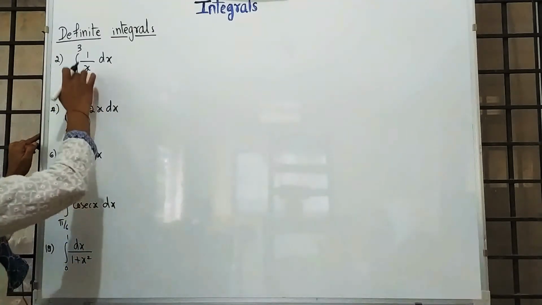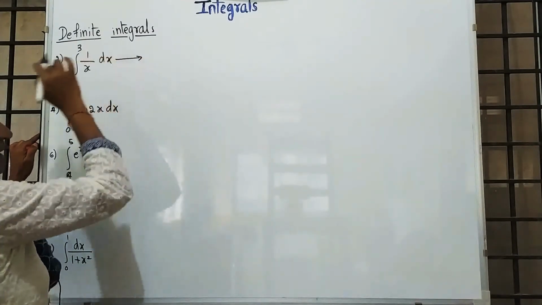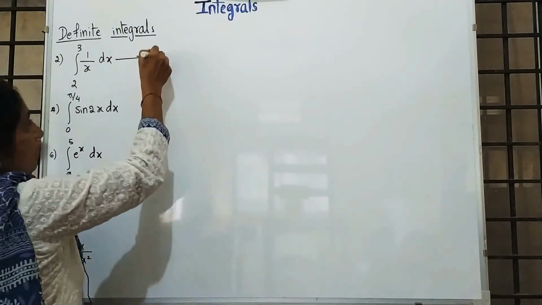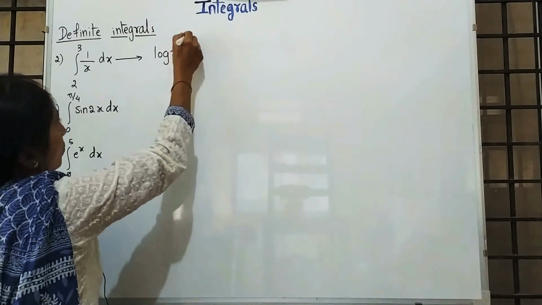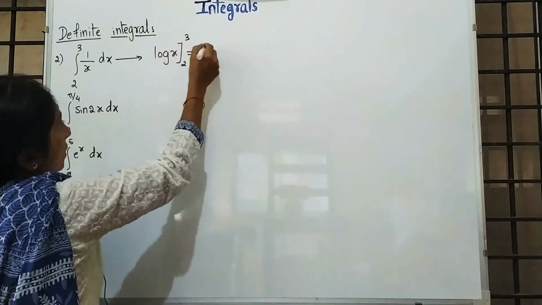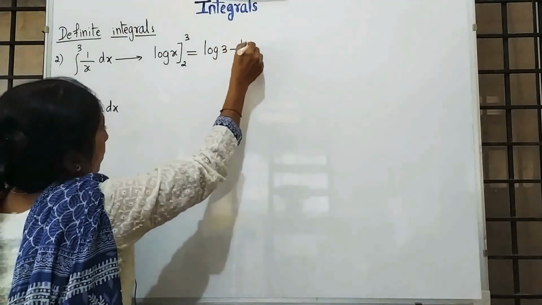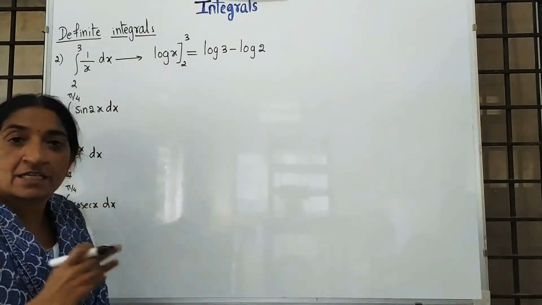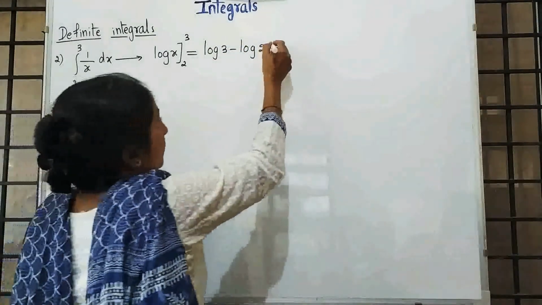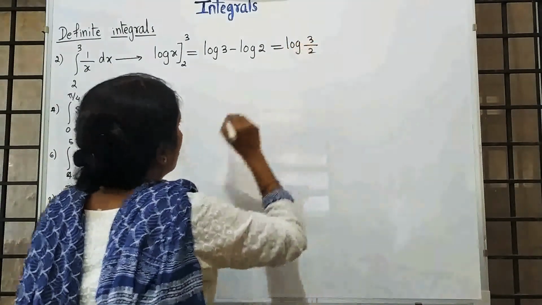First one, integration from 2 to 3 of 1 by x dx. We are familiar with integration of 1 by x. Integration of 1 by x is log x from 2 to 3. So here in place of x first we have to write the upper limit, then the lower limit. And you are familiar, we are not writing an integral constant in the definite integral. It is log of 3 by 2.